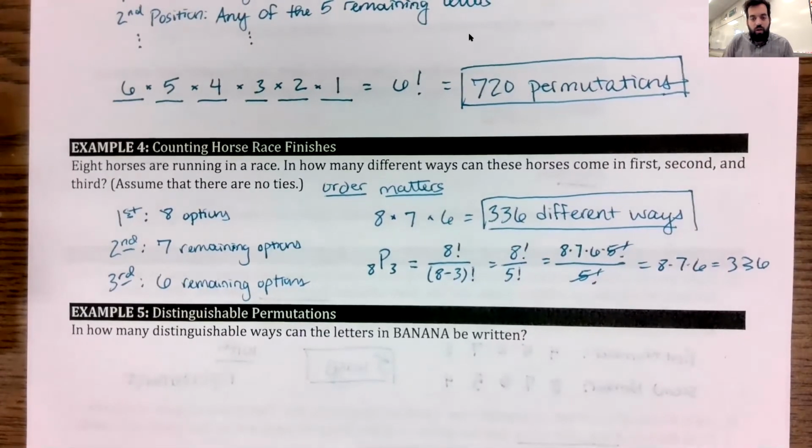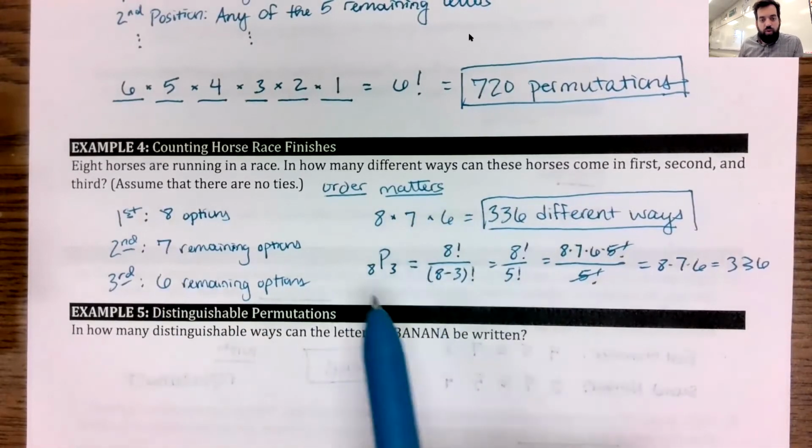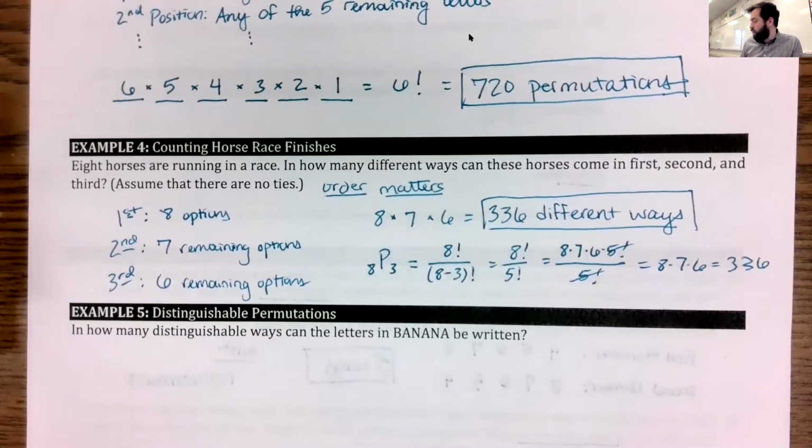So we got the same answer multiple ways. In this question, it wasn't too bad to just think it through using the fundamental counting principle, but the permutation formula will always work as well.